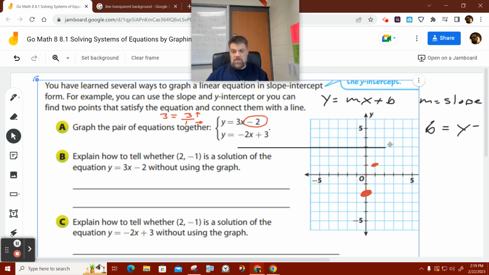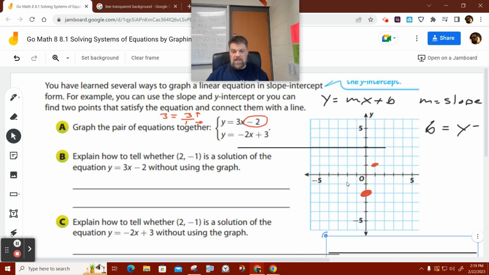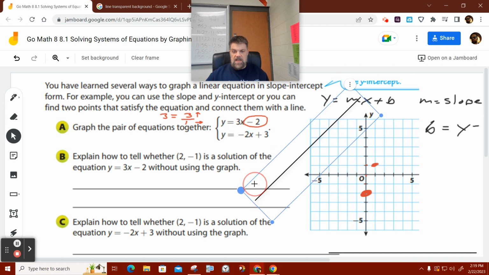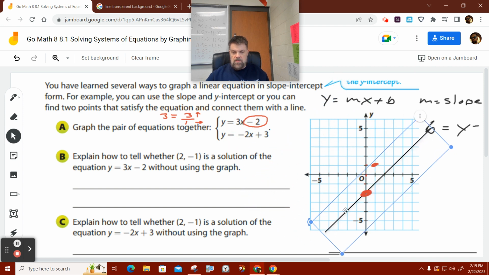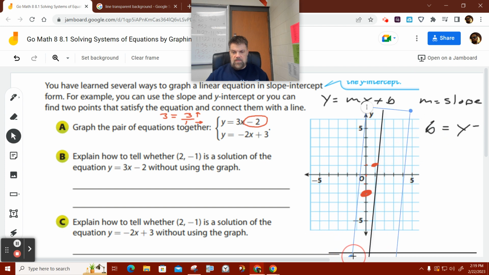I'm going to have to duplicate my line. All right, we'll come back to that. So for this one, I'm going to rotate this through to connect through those points like this.